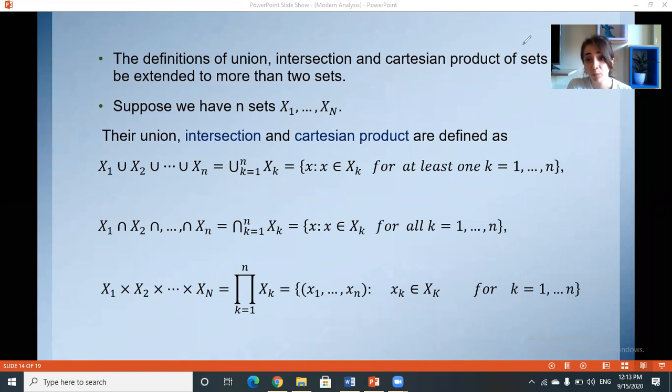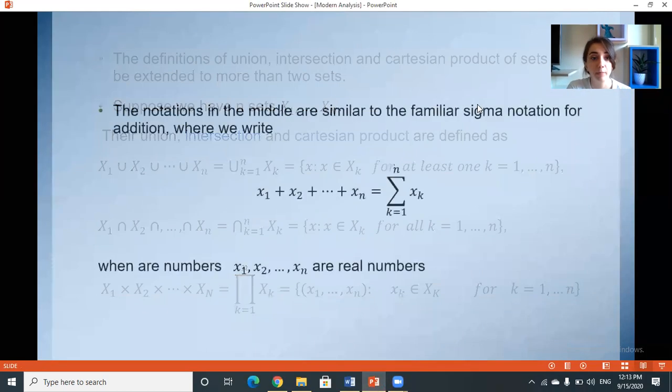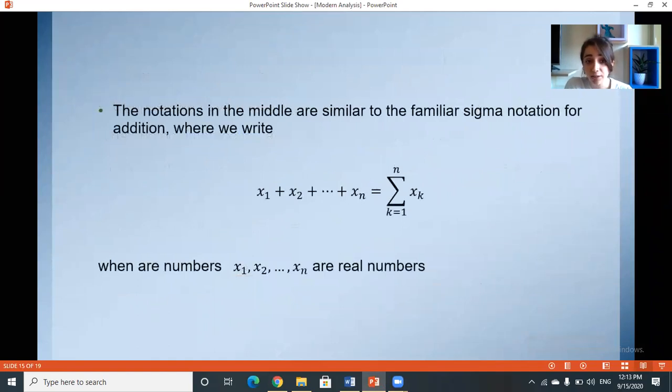And what about the sum of elements? The notation in the middle is similar to the familiar sigma notation for addition. For example, if we have real numbers x1 to xn, the sum of these real numbers is denoted with this sign.